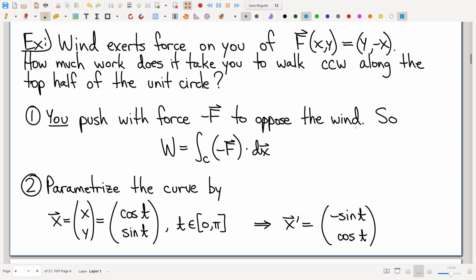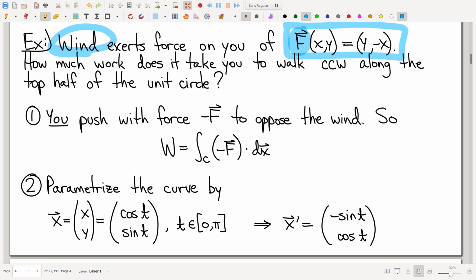Anyway, so which of these two forces is the one that you want? Which force do you use to compute the work that you are going to exert? And there's a real easy answer to that question. If you want to know how much work you exert, you need to talk about the force that you are pushing with. Right? So notice in the phrasing of this question, the wind is exerting that force called F.